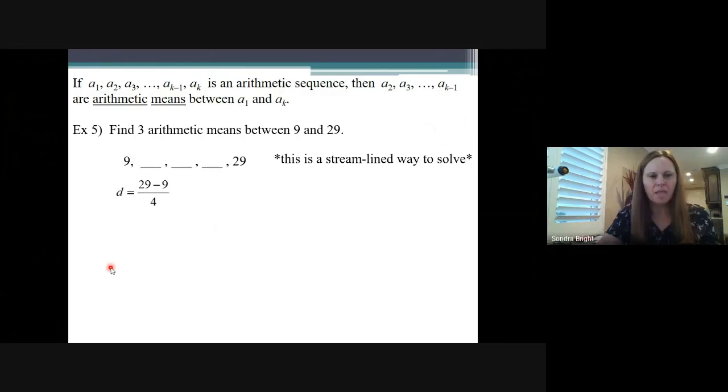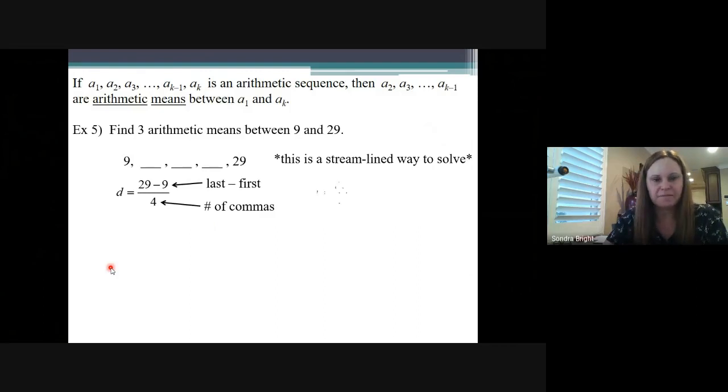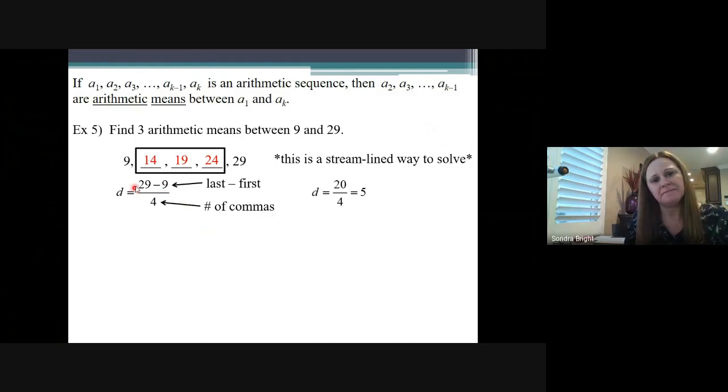Streamlined way: you find the difference by doing 29 minus 9 divided by 4. The last minus the first, and 4 is the number of commas you've got. And so you get d is 20 divided by 4, so 5. And there you go, just a faster way to do it. It's the same thing I just did. But if you want to memorize that, it's last minus first divided by number of commas: 1, 2, 3, 4 commas. Or it's 1, 2, 3, 4 differences. Those commas are representing how much difference is in between.